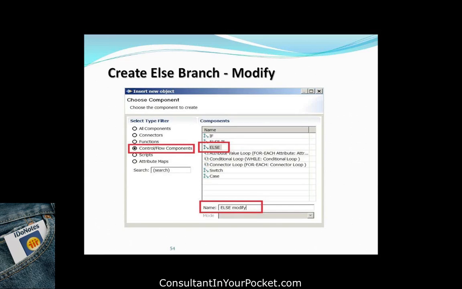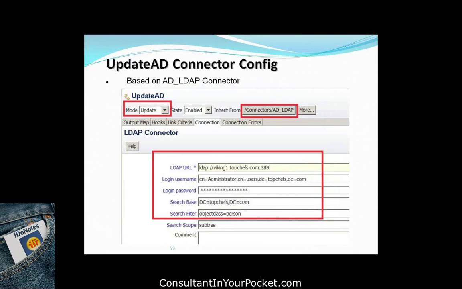Next thing we're going to do is create an else branch. So if we're not going to be adding or deleting, then the next thing we want to do is modify. All we're going to do is create that branch. I think I must have jumped ahead.